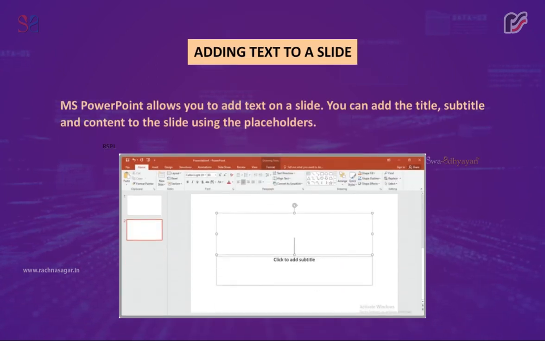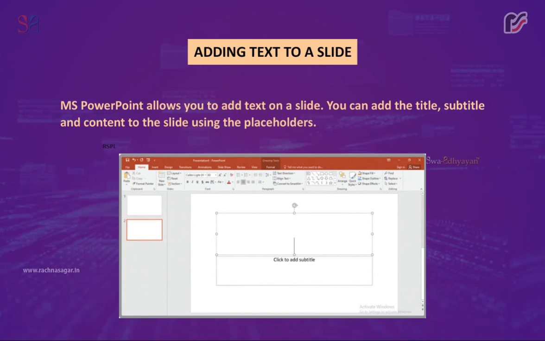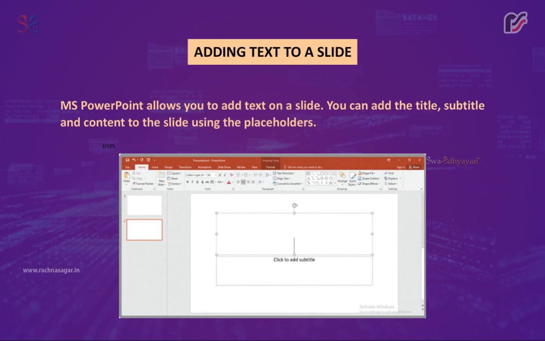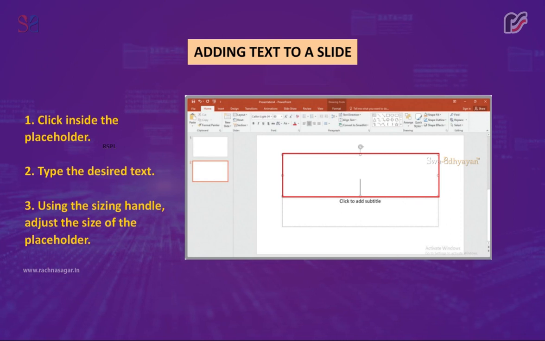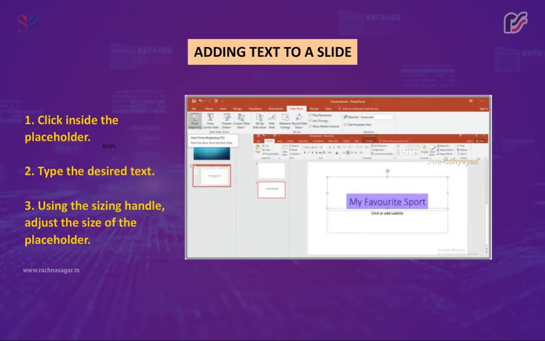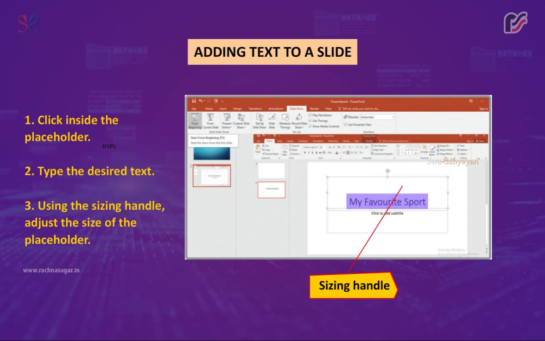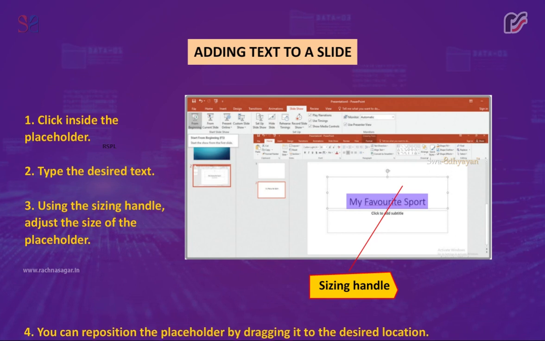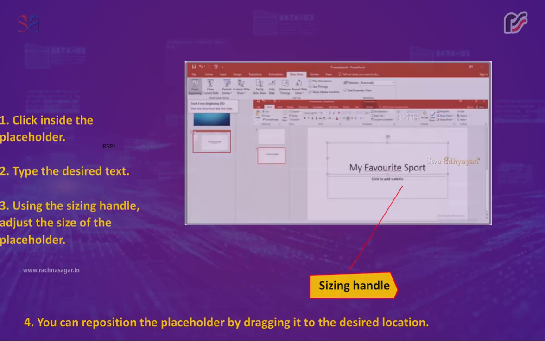Adding text to a slide. MS PowerPoint allows you to add text on a slide. You can add the title, subtitle, and content to the slide using the placeholders. 1. Click inside the placeholder. 2. Type the desired text. 3. Using the sizing handle, adjust the size of the placeholder. 4. You can reposition the placeholder by dragging it to the desired location.